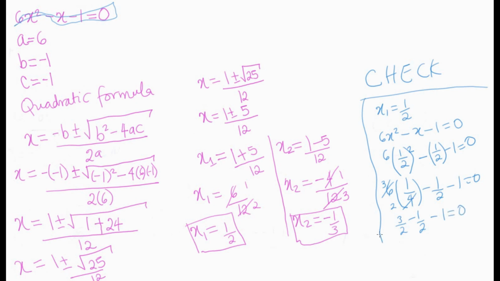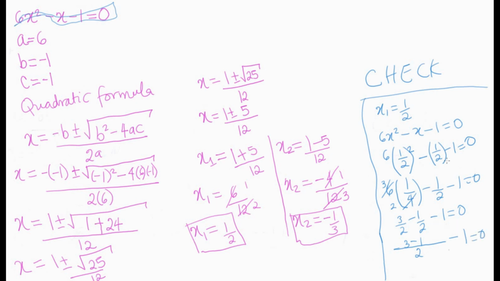For those of you who don't really know how to do 3 halves minus 1 half, we can get a common denominator. So 2 into 2 is 1, 1 times 3 is 3. And 2 into 2 is 1, 1 times 1 is 1. So 3 minus 1 minus 1 equals 0.